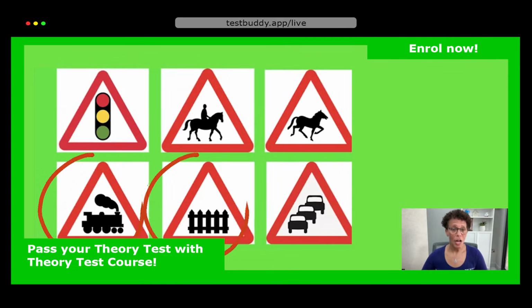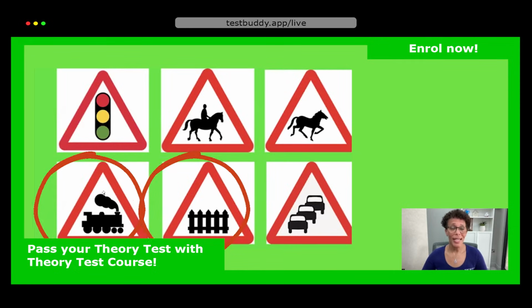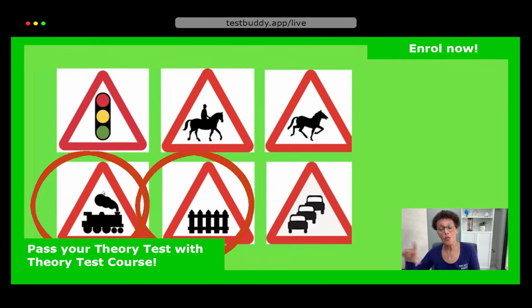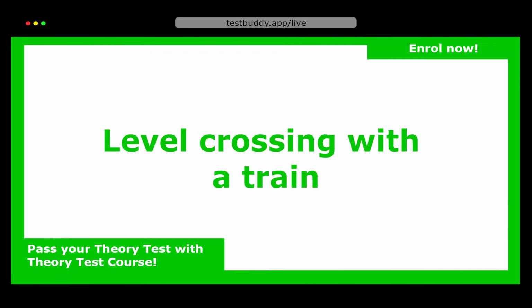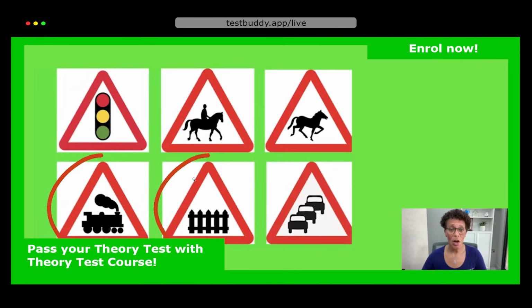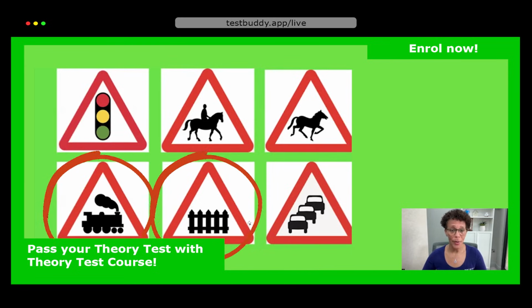These two signs are both warning you about a level crossing, a place where a train goes over the road. This one, you'll just get the train, no gate or barrier. This one is a level crossing with a gate or a barrier. So both of these are level crossings, just the train, no gate or barrier. This one has got a gate or a barrier.